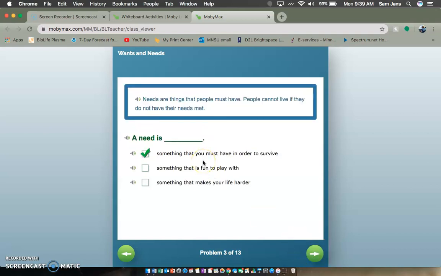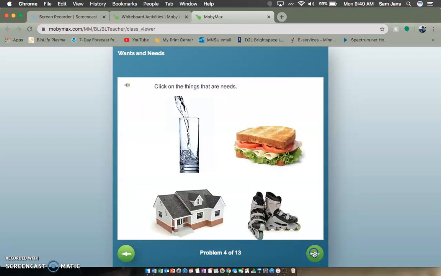Yep, and it says here, needs are things that people must have. People cannot live if they do not have their needs met. Ooh, so click on things that are needs. I remember seeing water. We all need to drink water every day, so I think water's a need. We see a sandwich. Well, that's considered food. We need food every day.